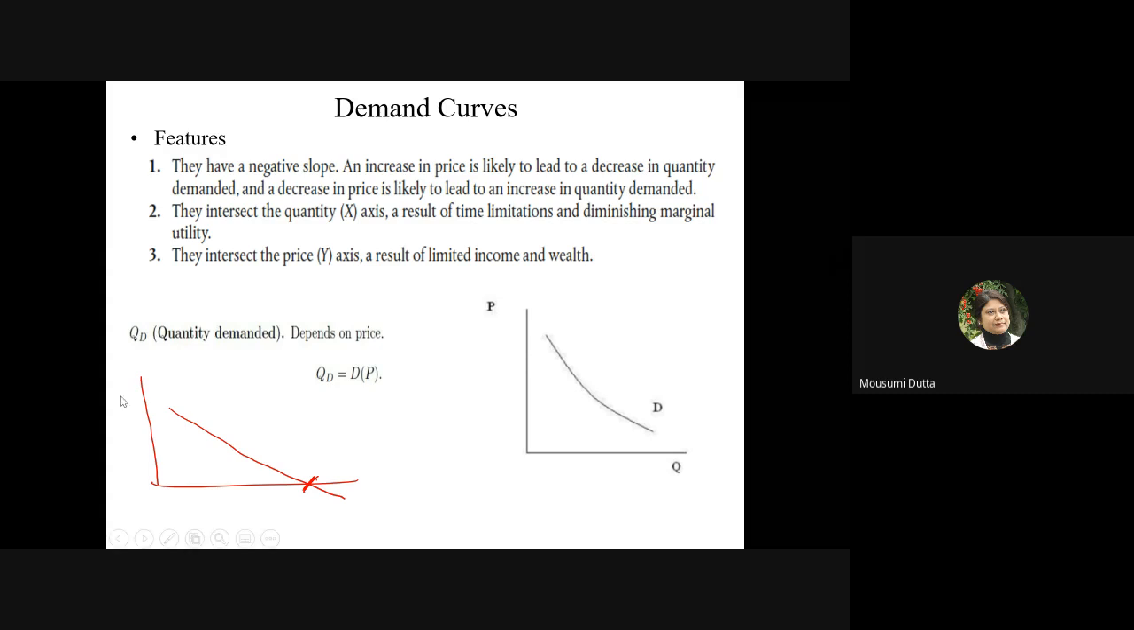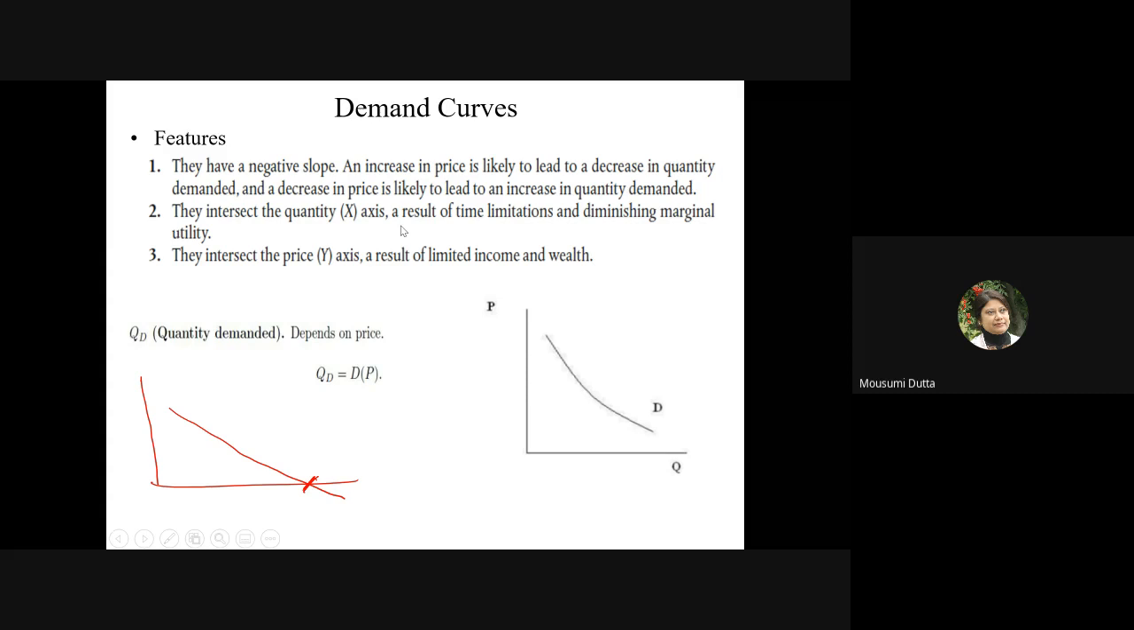Now, why may the curve intersect the horizontal axis? If I measure price along the vertical axis and quantity along the horizontal axis, the curve intersecting the x-axis means the price of the commodity is equal to 0. That means you are not willing to pay anything for this commodity when you are getting this much.